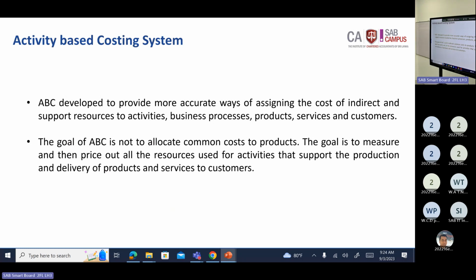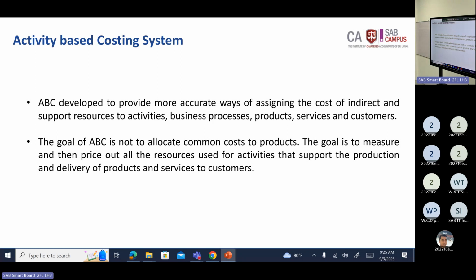The goal of activity-based costing is not to allocate common costs to products. The goal is to measure and then price out all resources for activities that support the production and delivery of products and services to customers. So basically, under activity-based costing, we try to identify the main activities within the production process, and you relate the cost for that activity.